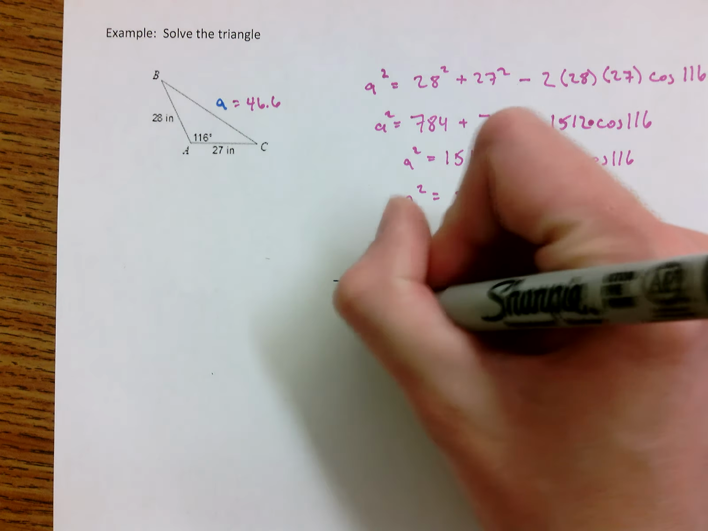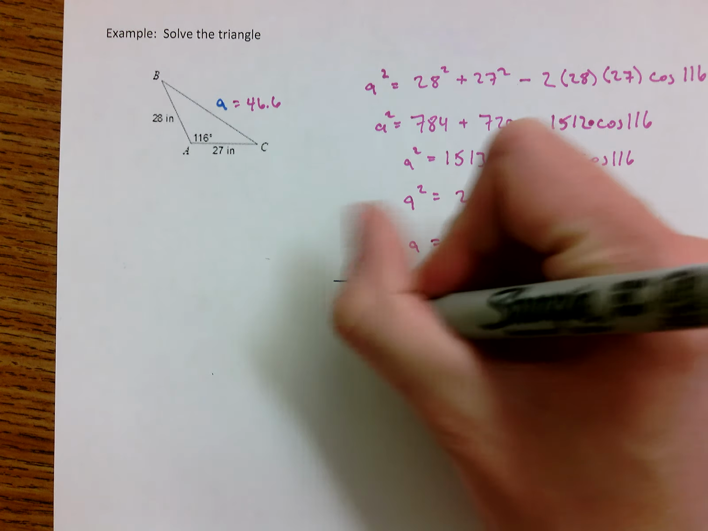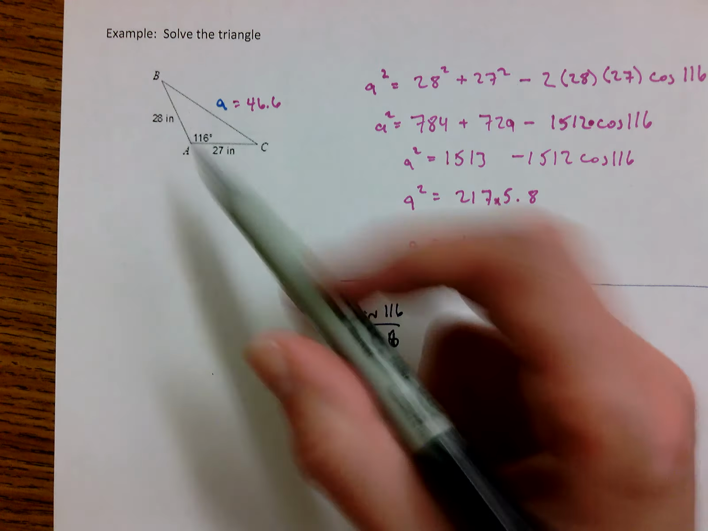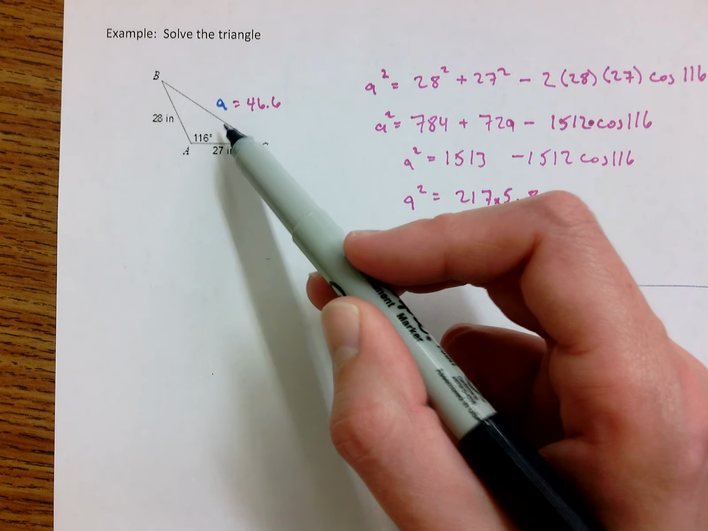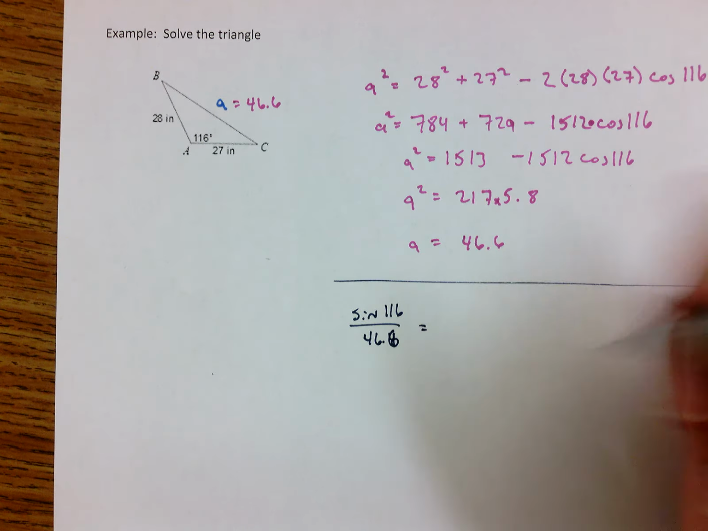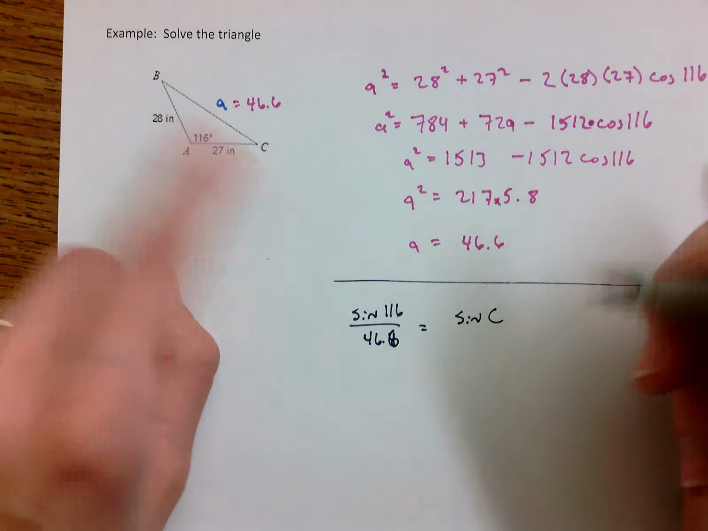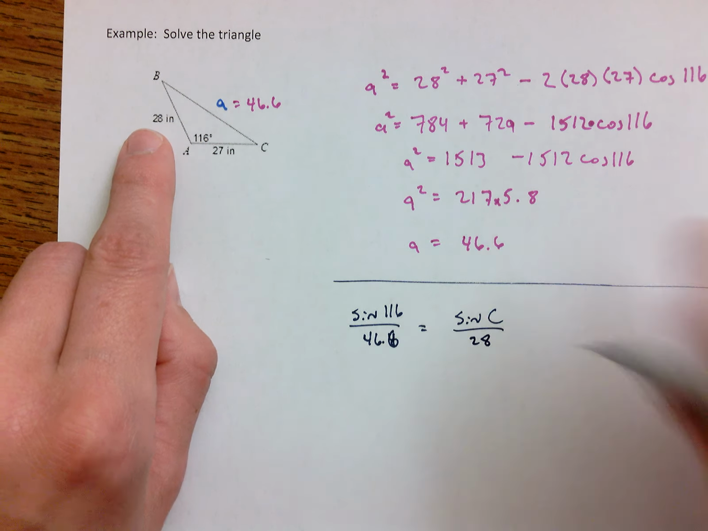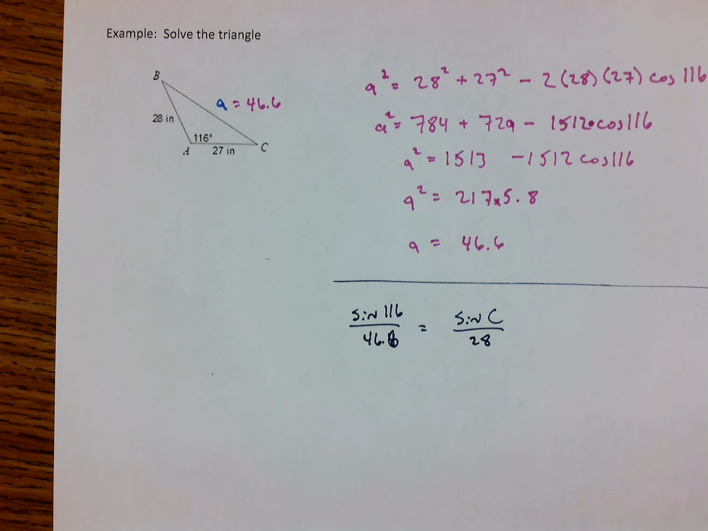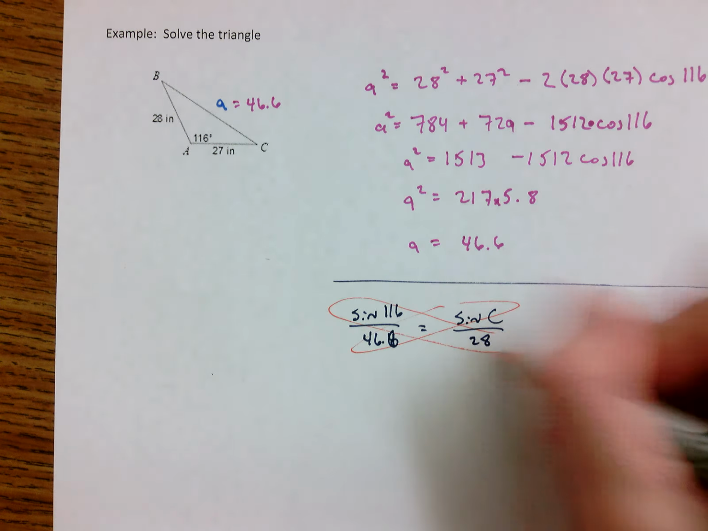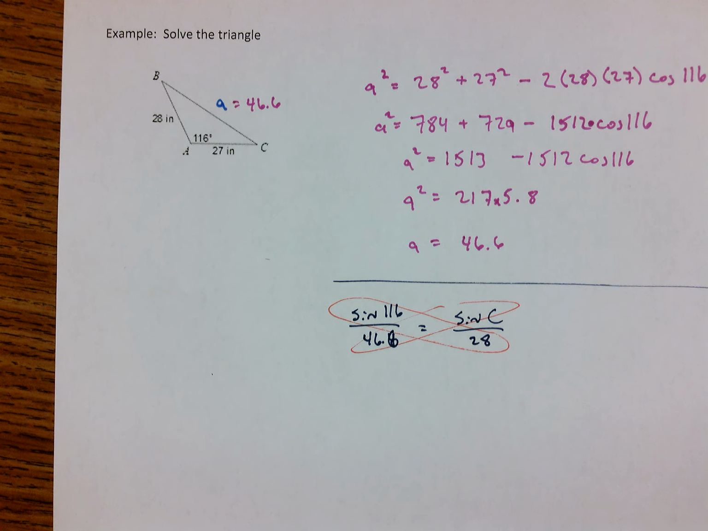So I'm going to say that the sine of 116 divided by the 46.6, and I know I have to use those because those are my opposite pair, remember. That's going to equal, I'll use this guy, the sine of angle C divided by 28. And then I'm going to go ahead and solve this. Cross multiplying is usually easiest for people. So I'm going to cross multiply here.